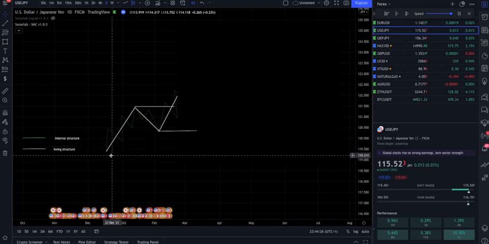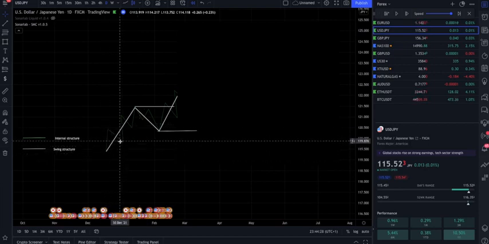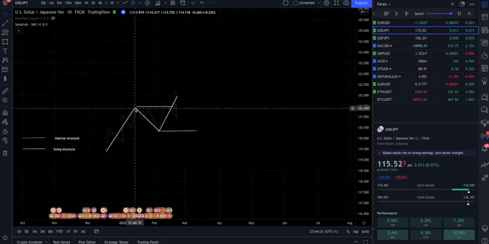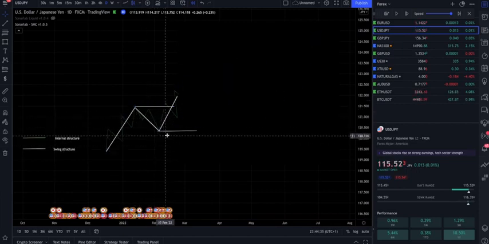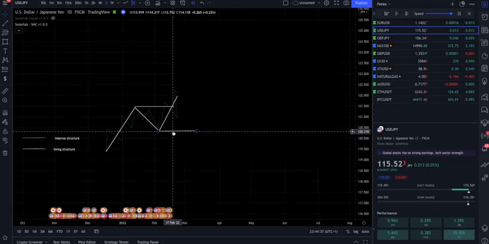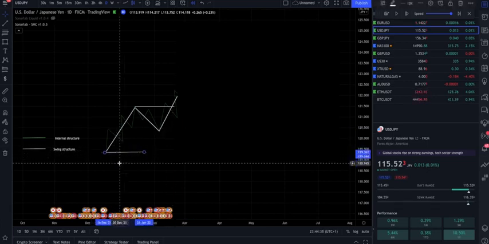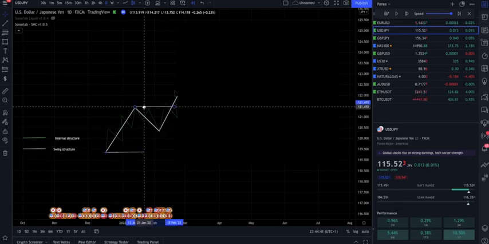And as you can see right here, we got an internal structure, the green line. Those are the trends within the swing structure. So we call it a range. So let's get back and twist it a little bit. So this low to that high, we call it a range.